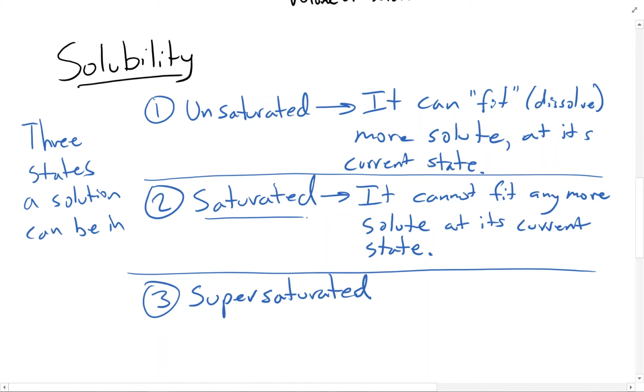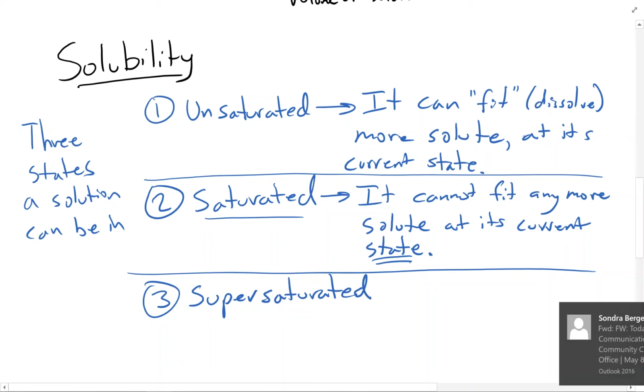When it's saturated, the only ways that we could get more to dissolve is by changing its state. So we could increase the temperature, now more would dissolve. But at that current state, it is saturated. Or, of course, we could pour more water in, because more water would allow this to occur. All right, so that is something that we can do.